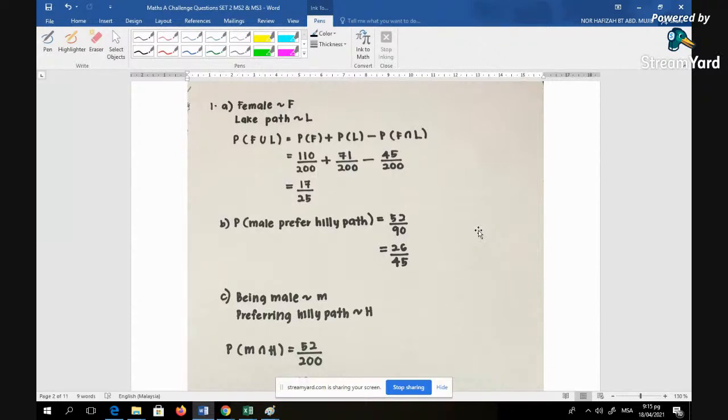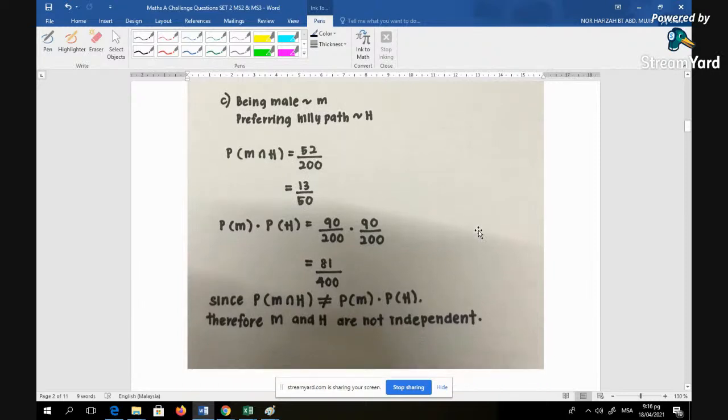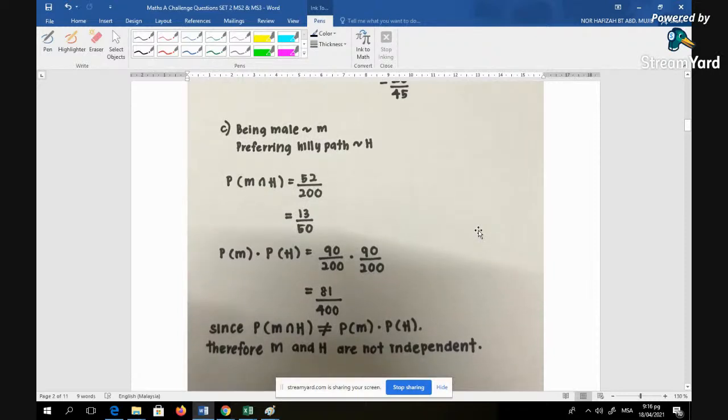Okay, for question C, they are asking if being male and preferring hilly paths, are they independent? To find that, we need to see if M intersect hilly path is equal to the probability of male times the probability of preferring hilly path. From question B, we already got the answer where male intersect hilly path is 13/50. Then we need to compare it with the probability of male times the probability of hilly path.